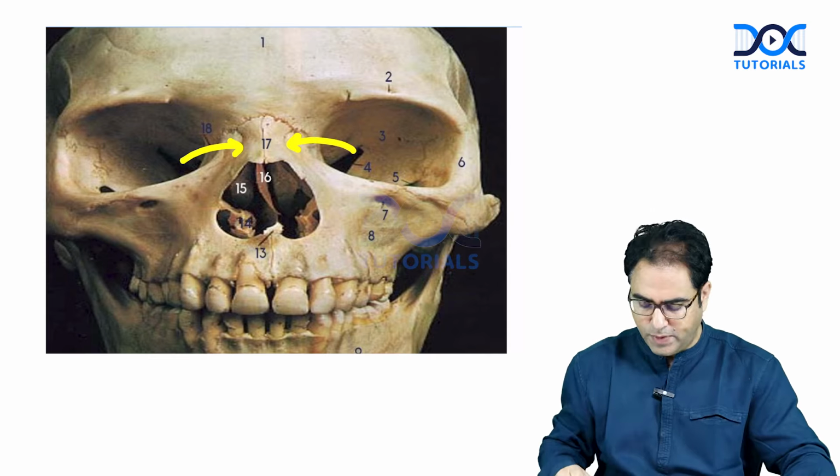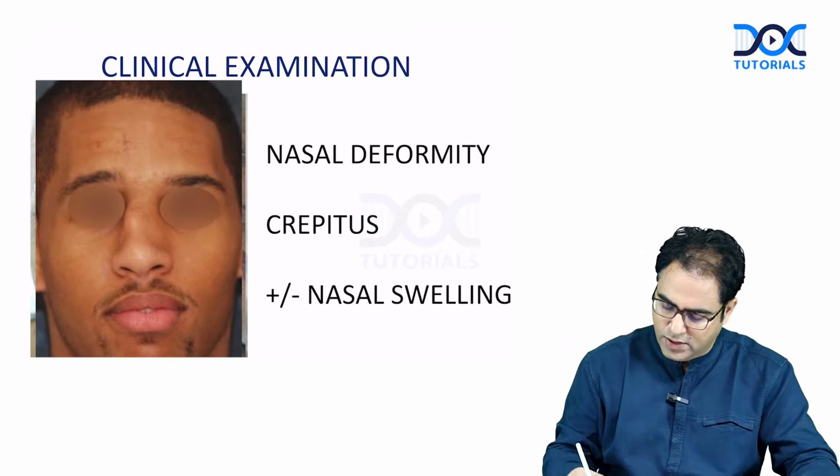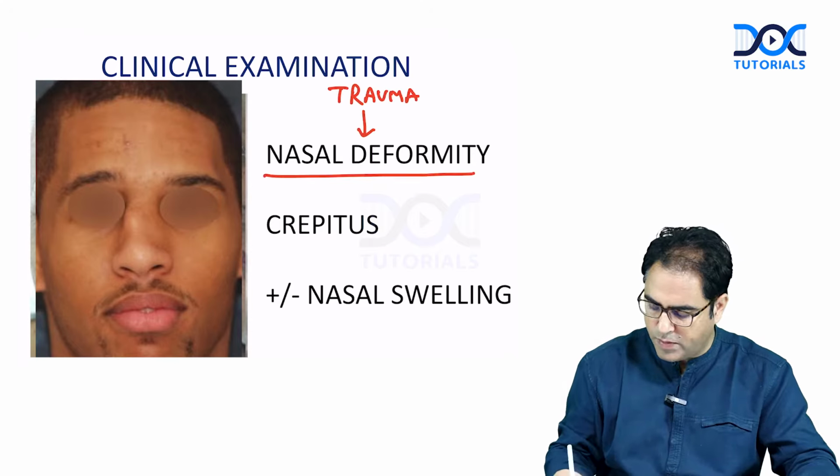So there will be a history of trauma. Somebody punched the nose or got hit with a cricket bat or some accidental injury. There is certainly injury given over there. What's the clinical scenario? After trauma, the nasal deformity. Trauma causing nasal deformity is a nasal bone fracture scenario.